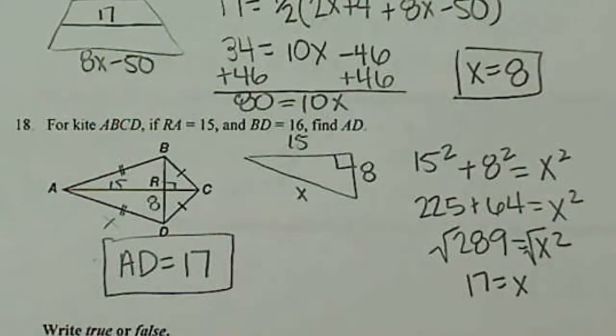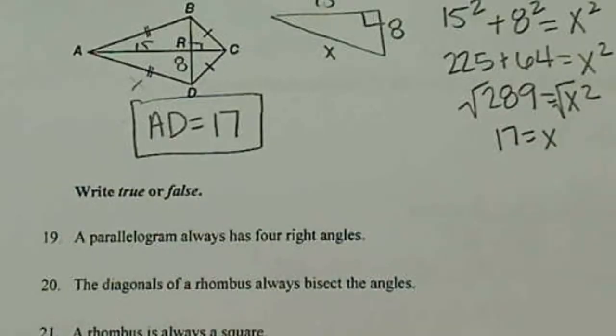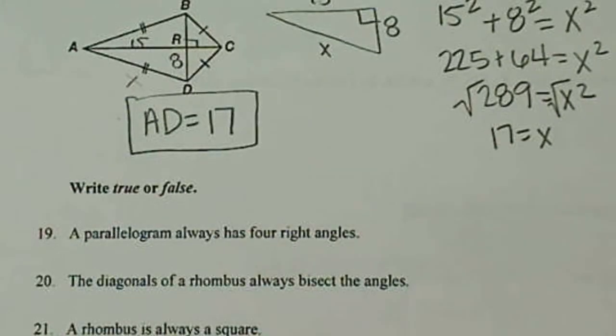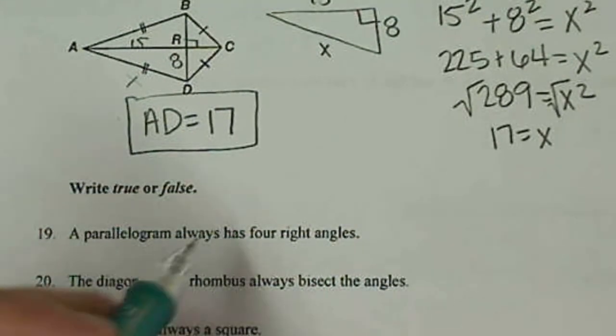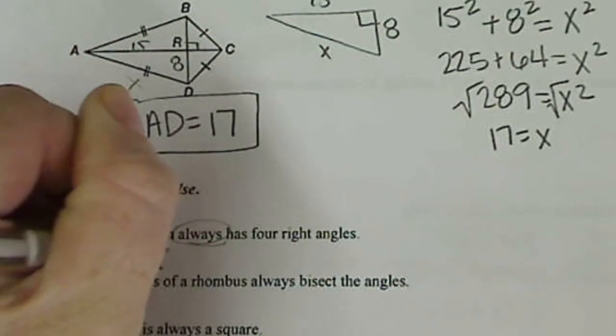Okay, 19 through 25. These all have to do with those conditions I was telling you about, and I'm reminding you to put on your note cards. 19, a parallelogram always has 4 right angles. Keyword always. It may sometimes, but not always, so this is false.